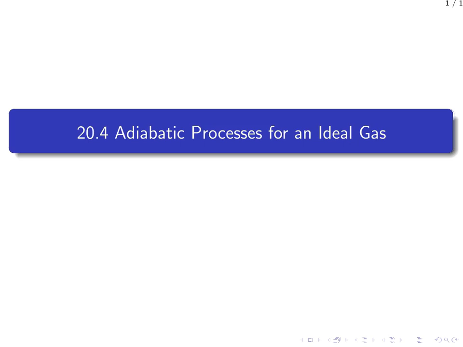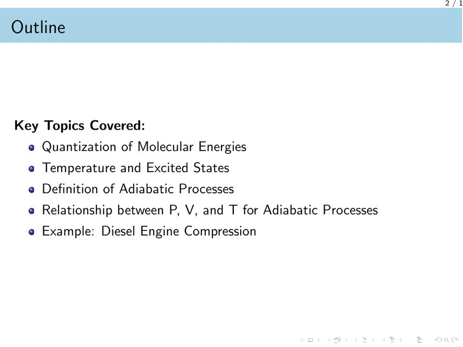20.4 Adiabatic processes for an ideal gas. In this session, we will explore several key topics related to the thermodynamics of ideal gases. We begin with the quantization of molecular energies and how temperature affects the population of excited states. From there, we will define adiabatic processes and derive the mathematical relationships between pressure, volume, and temperature when no heat is exchanged. Finally, we will apply these concepts to a practical example involving the compression cycle of a diesel engine.